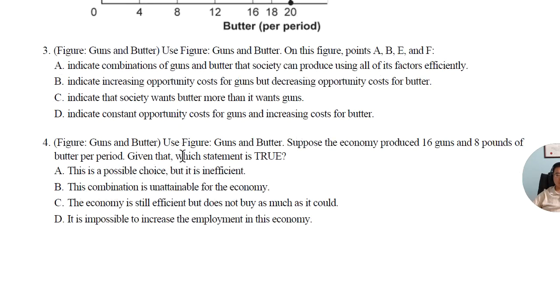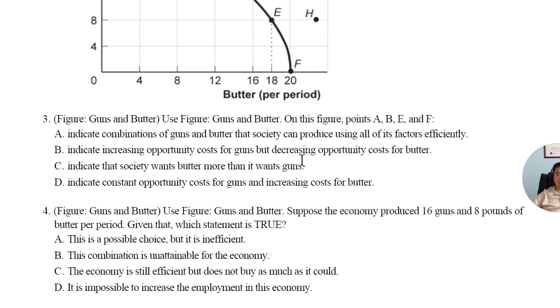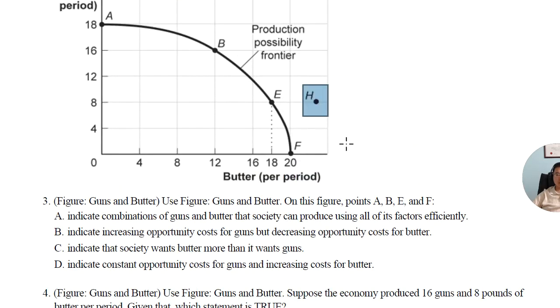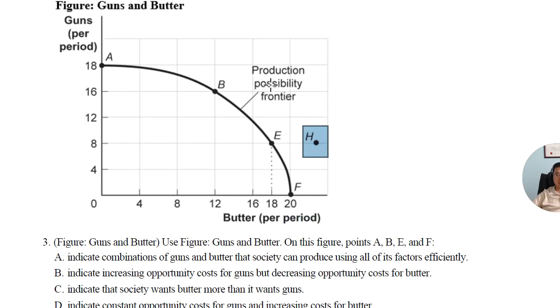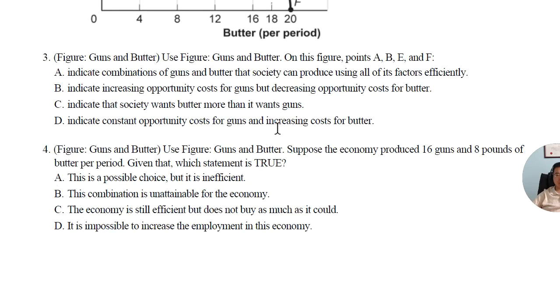So let's look at what we have. Choice A, this is a possible choice, but it is inefficient. Choice B, this combination is unattainable for the economy. Which point is unattainable? A point like H, outside the production possibility frontier, or any point like this, say 18 guns and 16 pounds of butter. This point is not attainable. It's impossible for this economy to produce that combined amount.